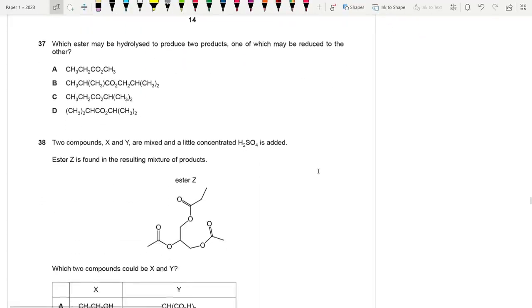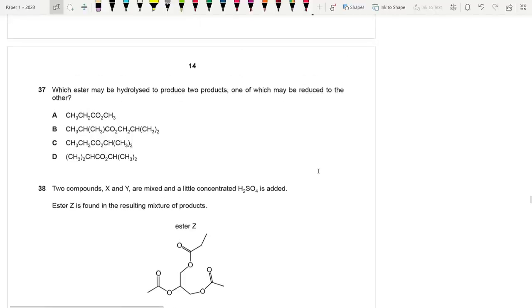Next, 37. Which ester may be hydrolyzed to produce two products, one of which may be reduced to the other? Okay, interesting. So here we are gonna get on the right side methanol, on the left side propanoic acid. So that's impossible. Let's check B out.